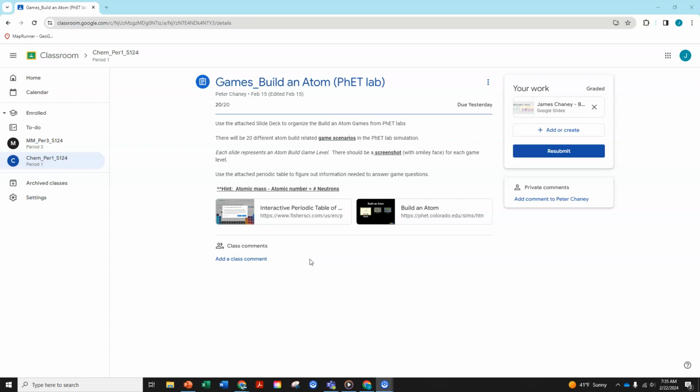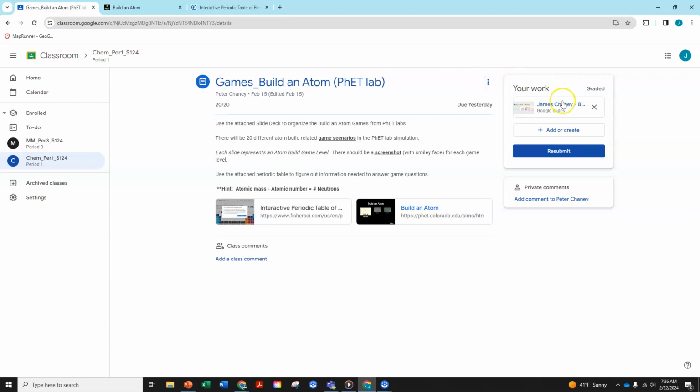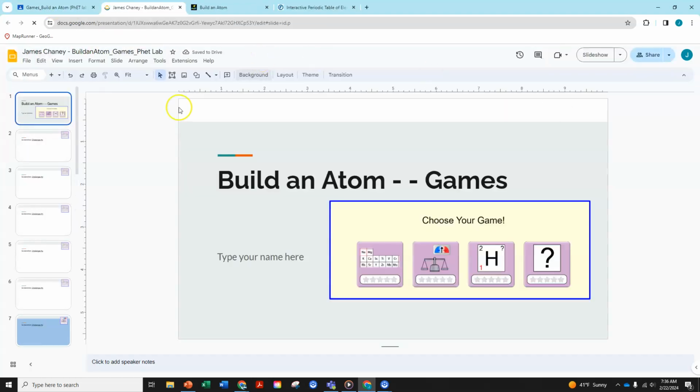There's 4 different types of games, and I'm going to go through and show you what those games look like and how you solve these problems. So on our assignment, we have the link to the PhET lab itself, and then we have this interactive periodic table, which will be very helpful when you are looking for information. So I'm going to open both of these up, and I'm going to open up the slide deck for where I'm going to be doing my screenshots.